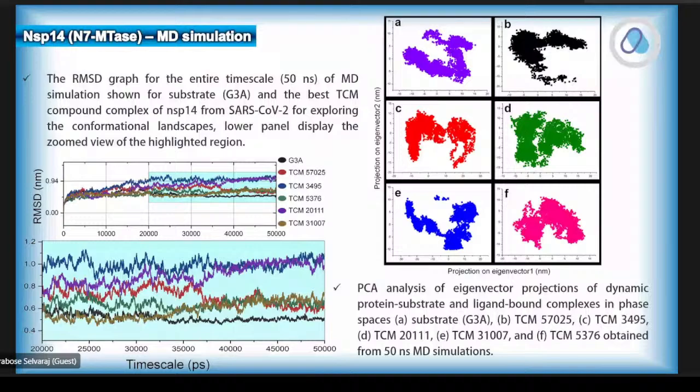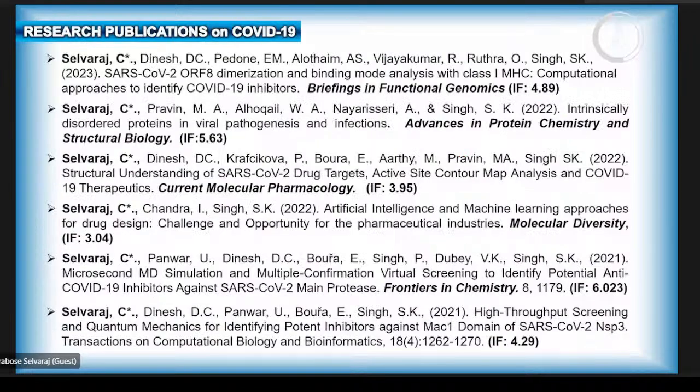So once I am closing all the work, these are the research publications from COVID. All my research works got published in different journals. And I have recently edited 2 books on COVID-19. So these are the 2 books.